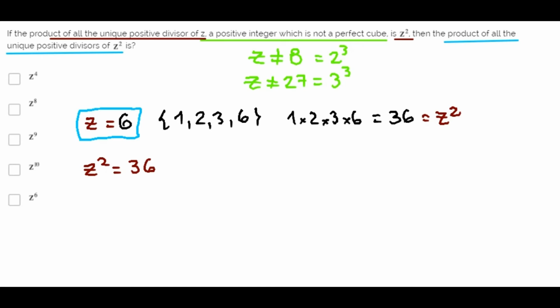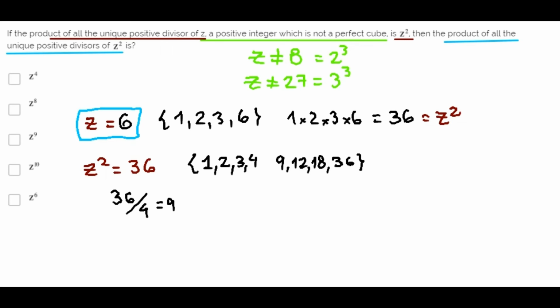Now, the factors of 36 are 1, which is the least, and we know that the greatest is 36. Then 2 is a factor, 18 is a factor also, 3 is a factor, 12 is another factor, 4 is a factor because 36 over 4 is 9, 9 is a factor, and the last one is 6 because 36 over 6 is 6. So here we have all the factors of 36.